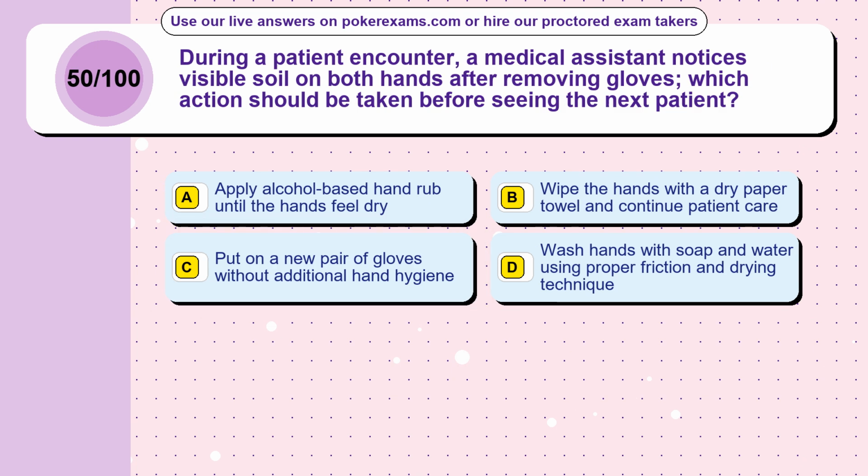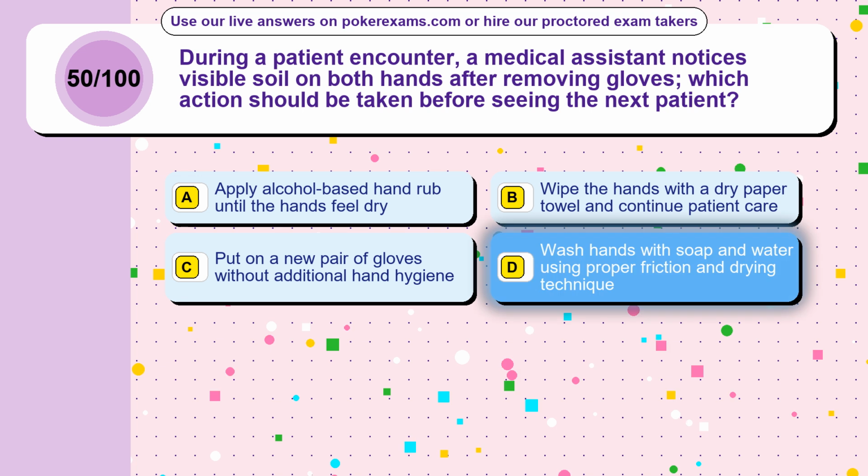Question 50. During a patient encounter, a medical assistant notices visible soil on both hands after removing gloves. Which action should be taken before seeing the next patient? Option A. Apply alcohol-based hand rub until the hands feel dry. Option B. Wipe the hands with a dry paper towel and continue patient care. Option C. Put on a new pair of gloves without additional hand hygiene. Option D. Wash hands with soap and water using proper friction and drying technique. The correct answer is option D.